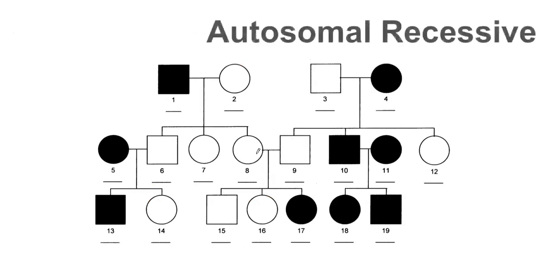Now, let's look at autosomal recessive. What are some of the clues we have for an autosomal recessive trait? Well, it's the opposite. In this case, we see unaffected parents. Here, number 8 and 9, we see unaffected parents that have an affected child. So the key to knowing this is recessive is right here. 8 and 9 are unaffected, but they have an affected child.